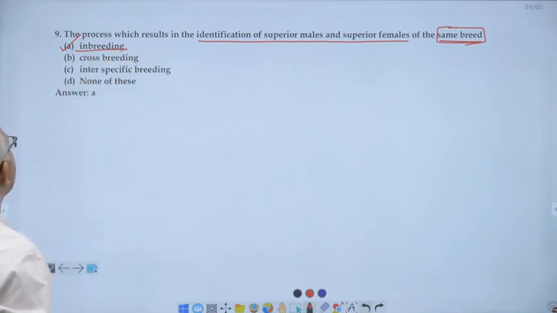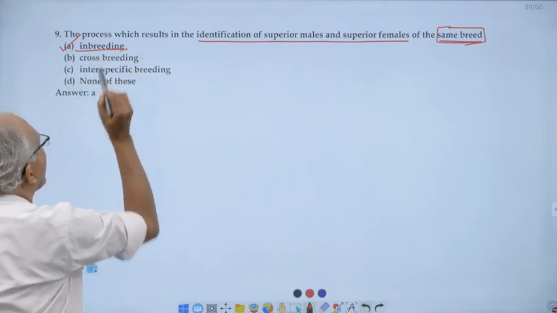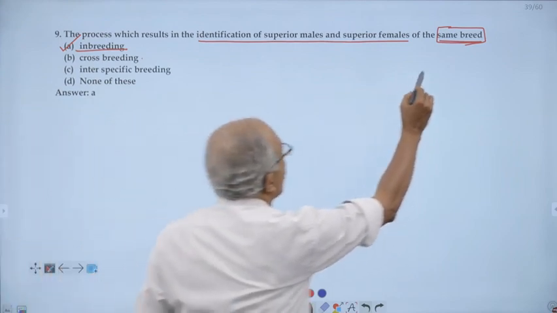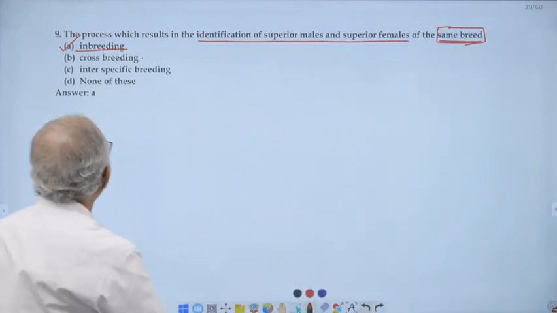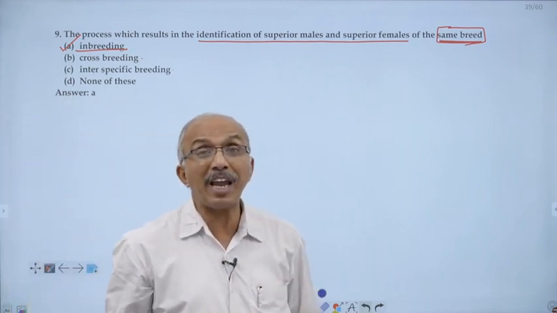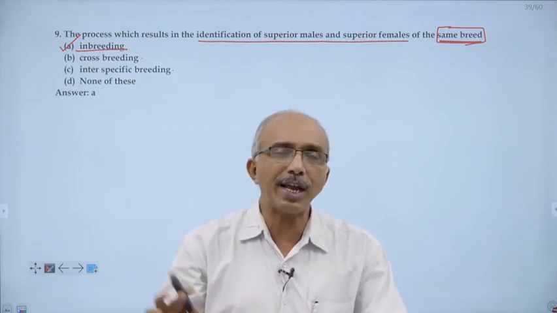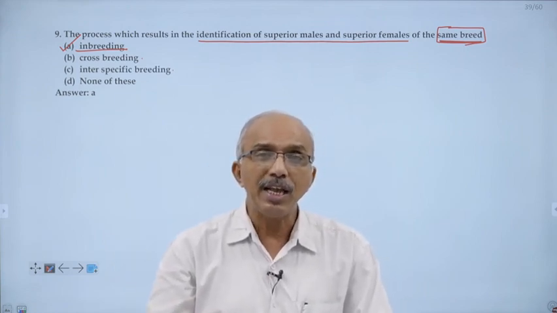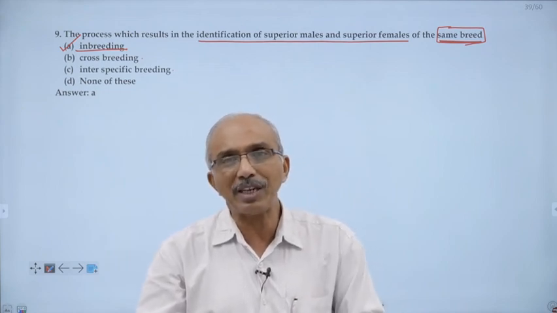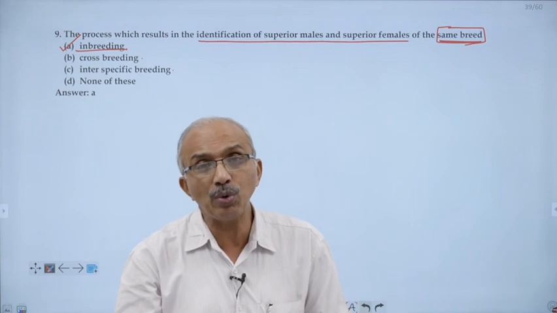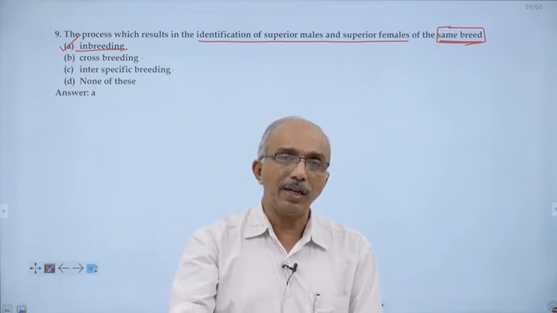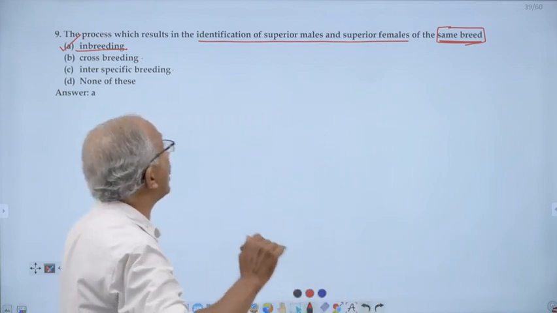No outcrossing is here. Crossbreeding is between two different breeds, so it's not the same breed. Interspecific breeding is between two species. Two different species never belong to the same breed. So that is about this question.